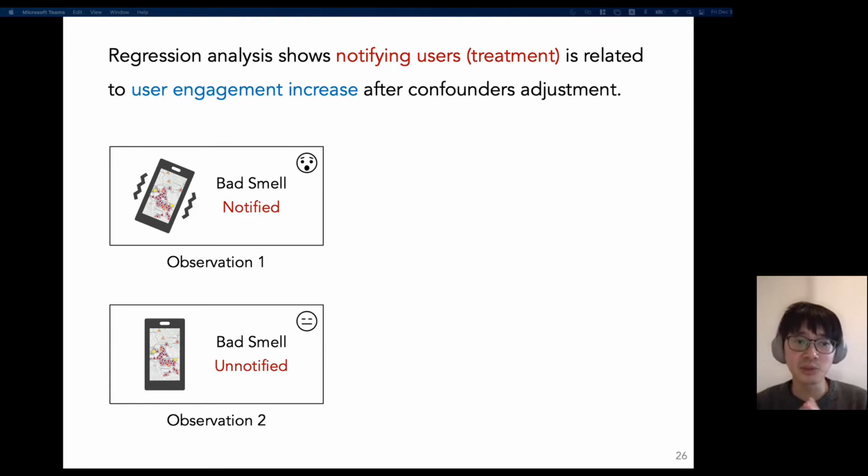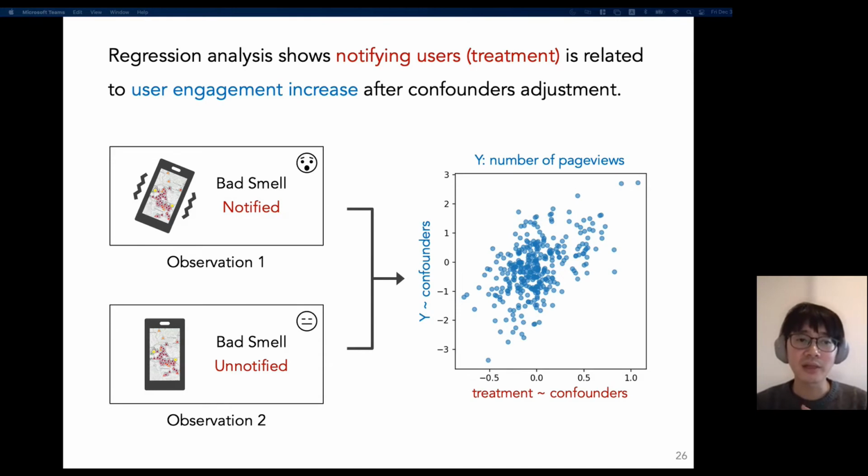So we have these two scenarios, and then we feed that into a regression model, and then we do some analysis to show if there's a positive correlational effect in that. It's a complicated model. It's called generalized linear models. But here, I'm using a visualization to explain that. On the x-axis, it's the treatment. Treatment means whether we send the notifications or not.